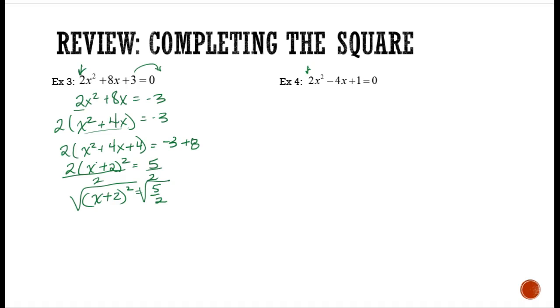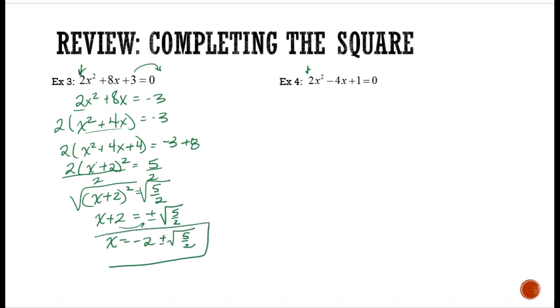Okay? So I'll have x plus 2 equals plus or minus the square root of 5 halves. Right? And then I lastly need to move that 2 over. All right, so there's my 2 solutions for x. Try to pause the video and see if you can do example 4 following what we just did here. If not, check and see where you might be getting stumped.